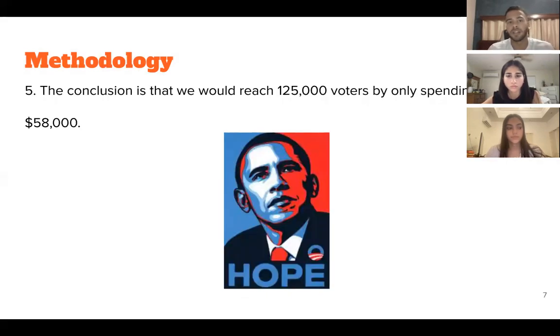With this solution, we got to the required amount of voters that we need in our campaign, while also meeting a very cheap price.